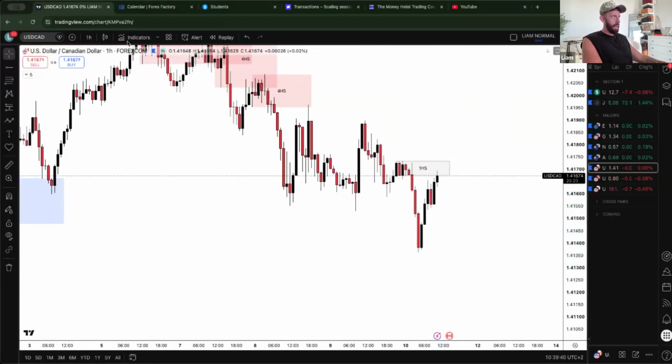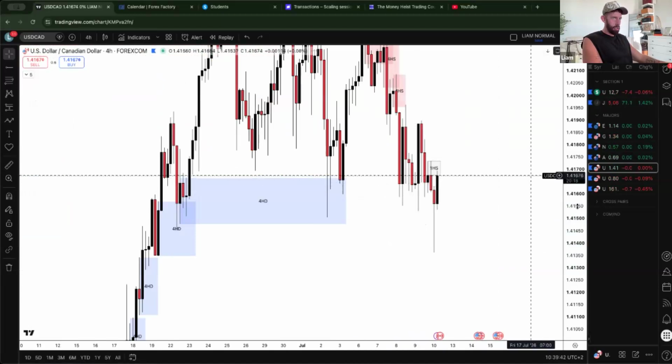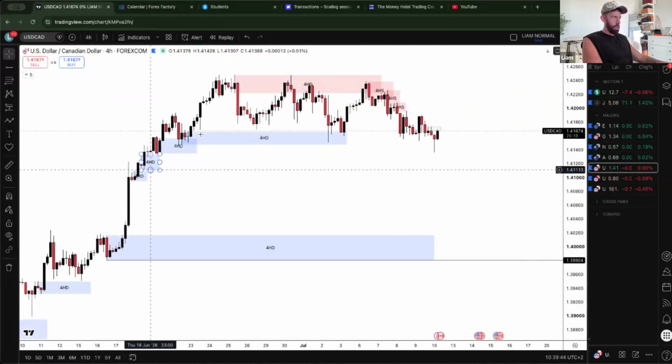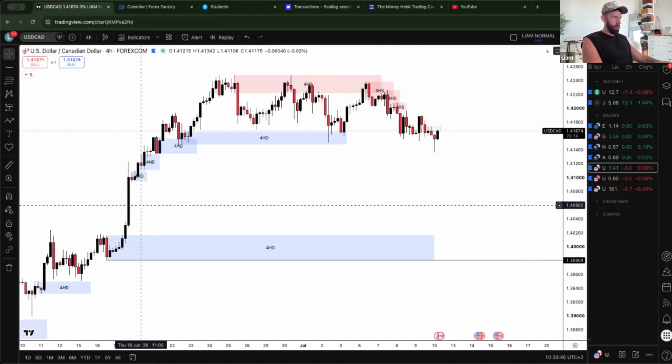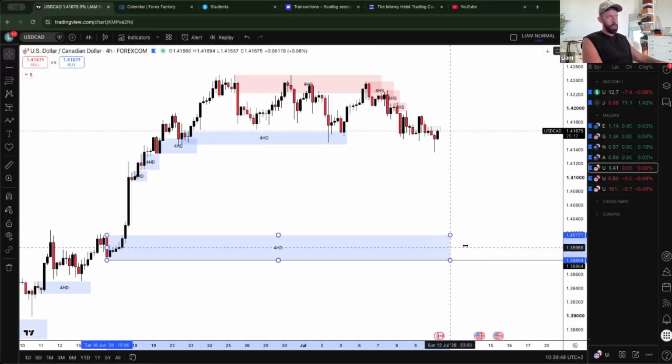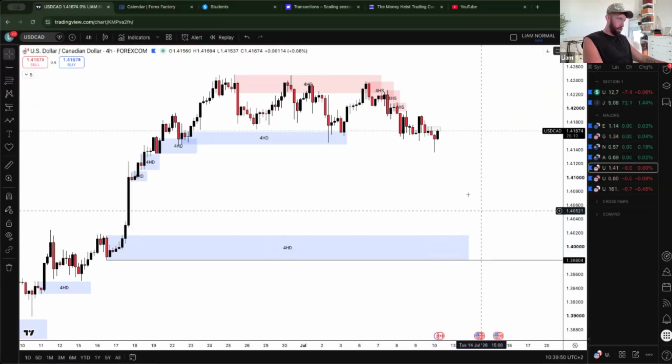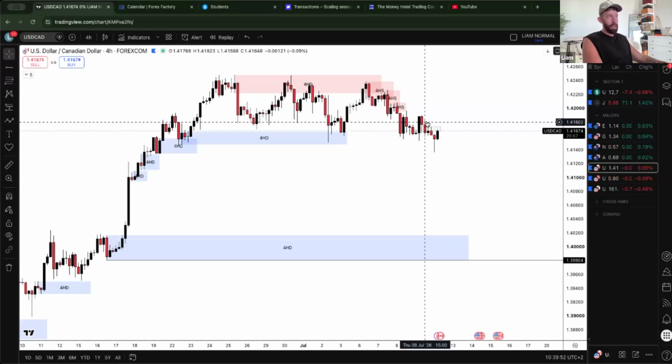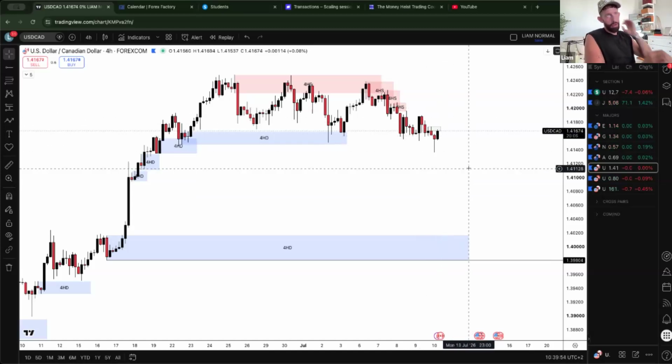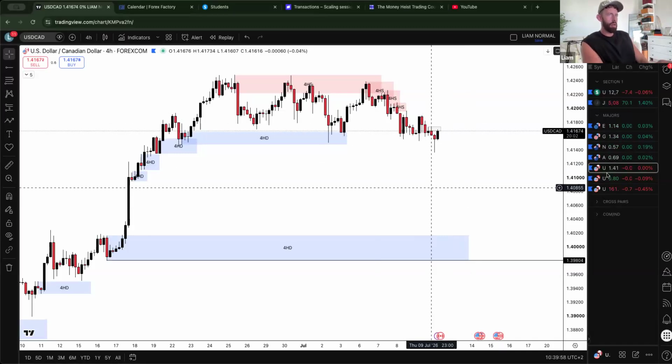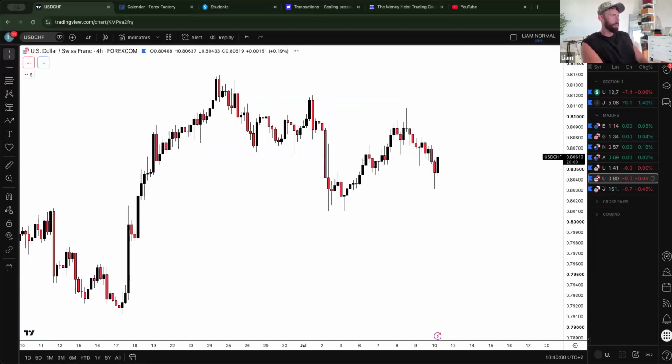And then again, if that happens, where can we potentially look to target? Well, we have a lot of liquidity lows here. We have a lot of imbalance. We have this 4 hour and daily demand area as well. So it could be a nice area to carry on shorting from. So let's see what happens going into the rest of today.